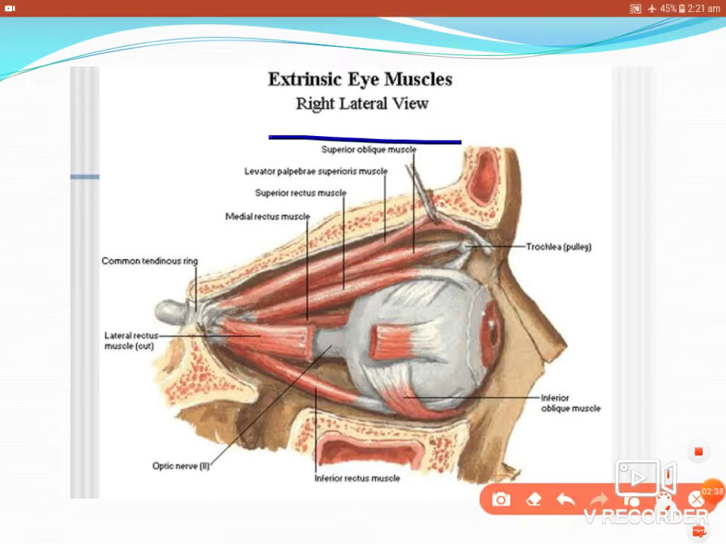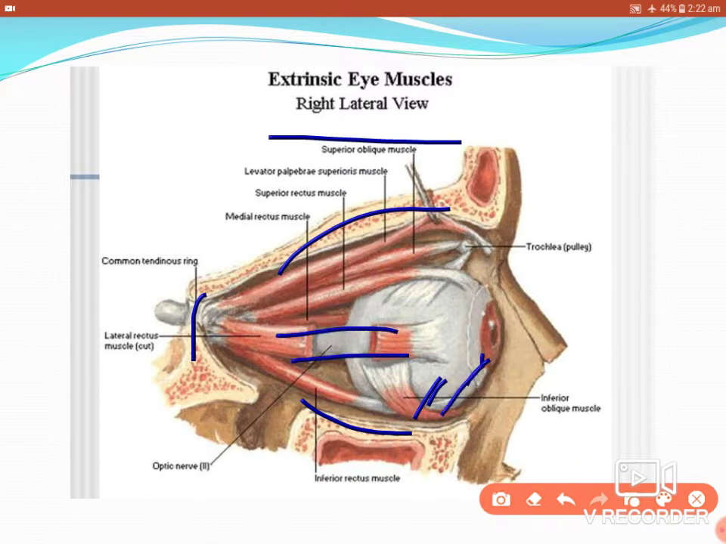So this is the right lateral view. This is the orbit. You can see the apex of this orbit. You can see the eyeball, the sclera. Here this is the sclerocorneal junction. Laterally this is the lateral rectus. This one is the inferior rectus. This is the medial rectus and this is the superior rectus.